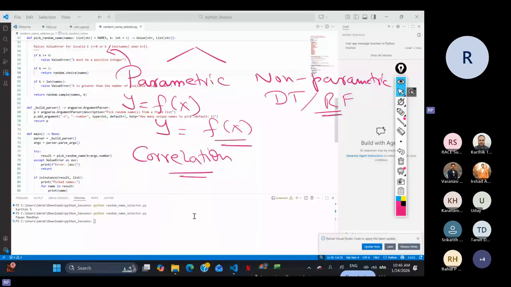Let's begin the random number selection first. Linton, what is the correlation? You go with Linton or Anton? Linton. Linton, what is the correlation?